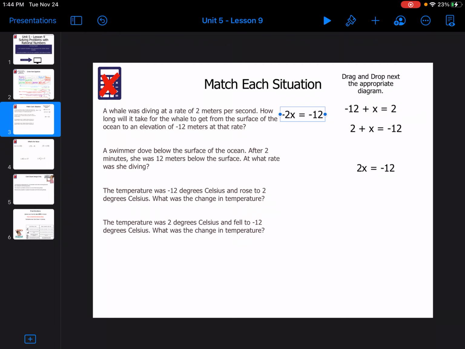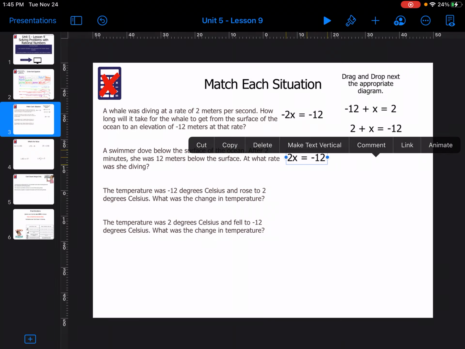A swimmer dove below the surface of the ocean. After 2 minutes, she was 12 meters below the surface. At what rate was she diving? So 2 minutes is a positive. She was diving 12 meters below the surface. At what rate was she diving? Okay, there we go. Definitely.